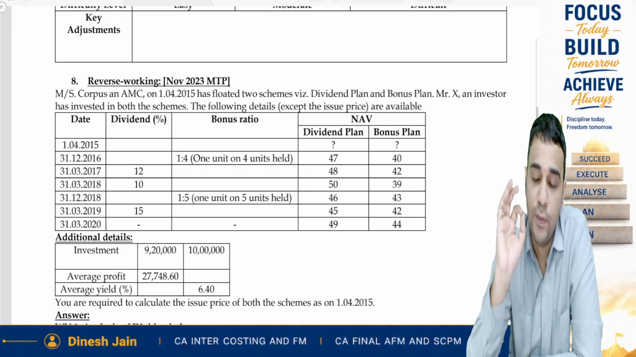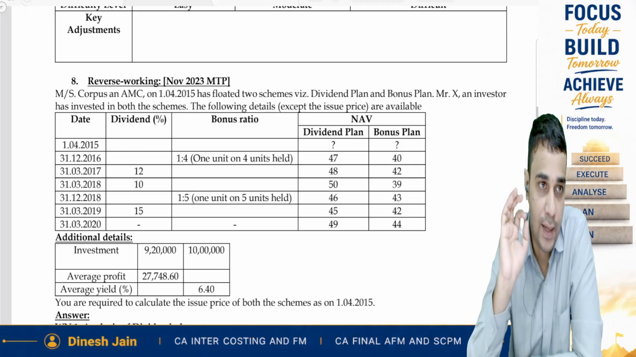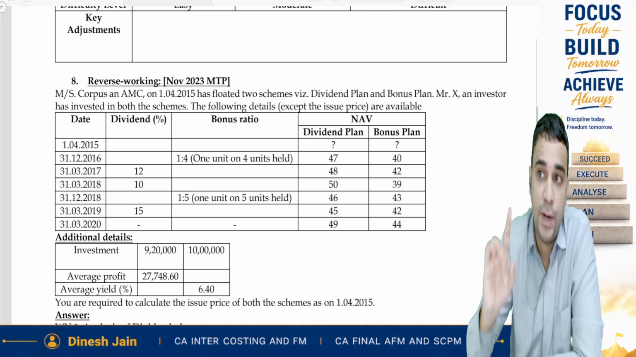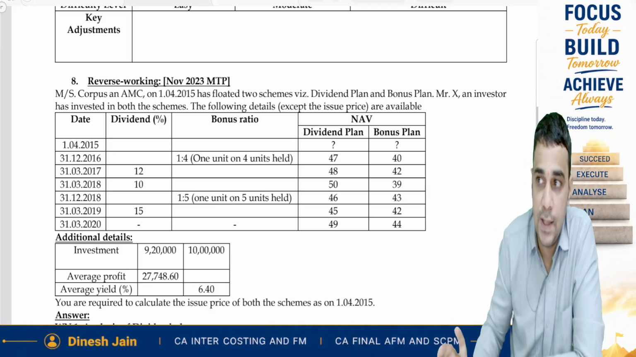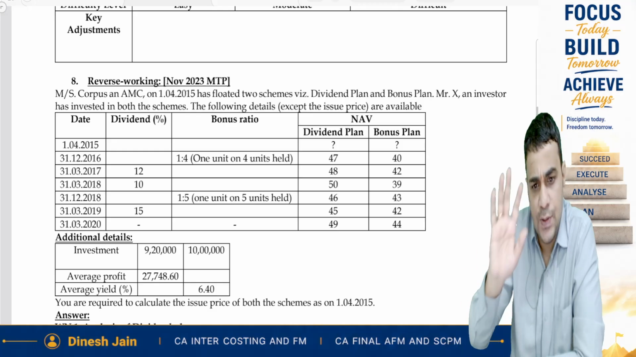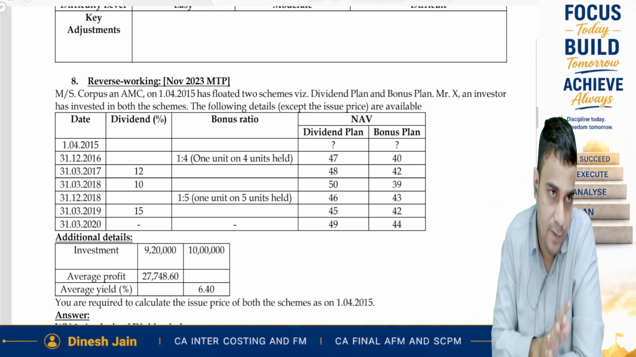You are required to calculate the issue price. Issue price is the day one price. I need the day one price here. Same as the question which I did in the previous session.